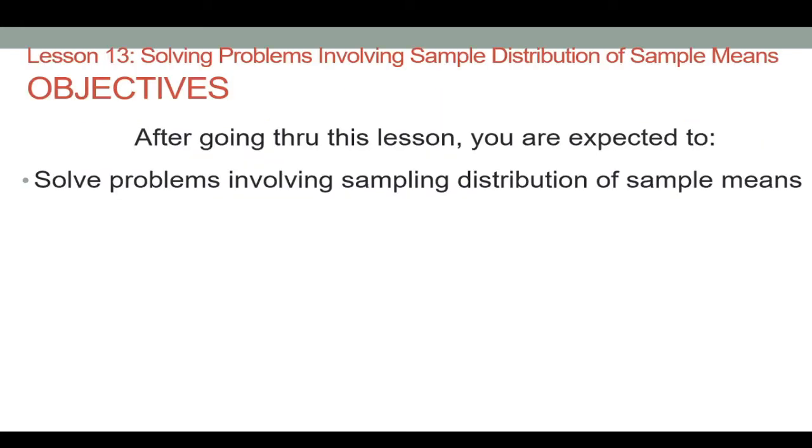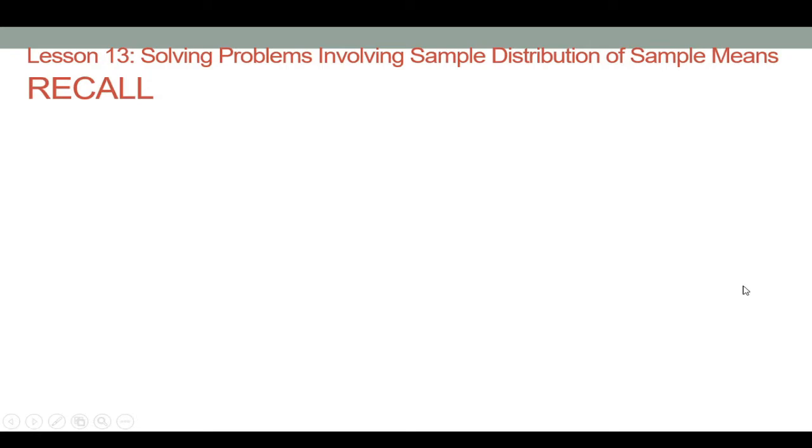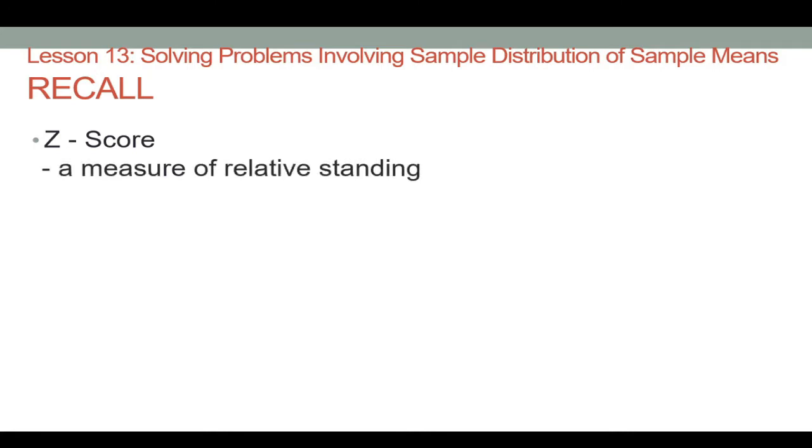After going through this lesson, you are expected to solve problems involving sampling distribution of sample means. Now, let us recall some of the terms before we start. What is a z-score? A z-score is a measure of relative standing.